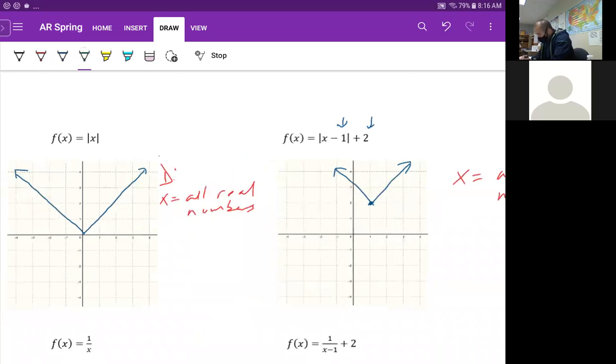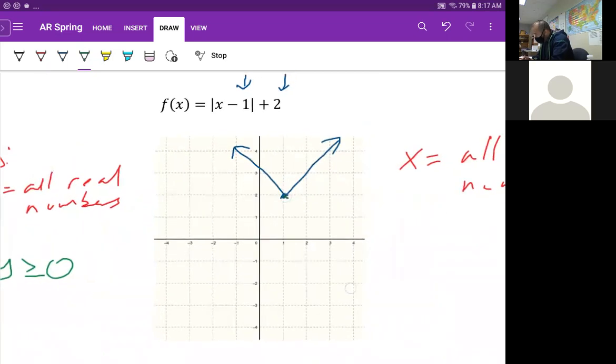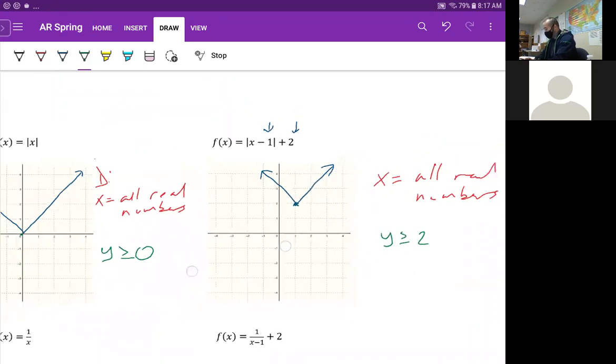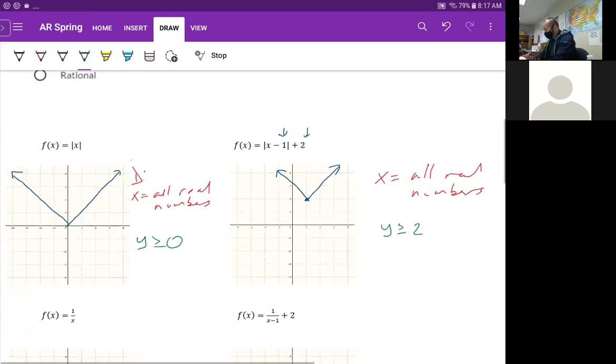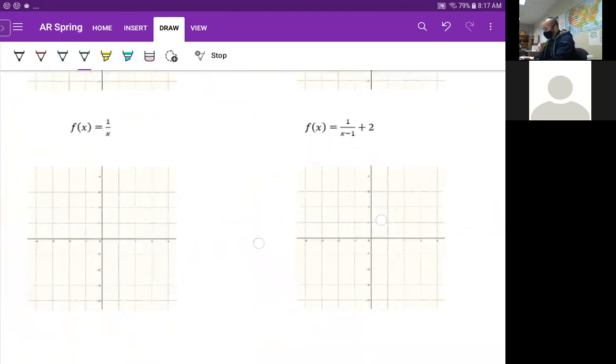And then for the range, it's gonna be y is greater than or equal to 0 for this one, because that point here is 0. Over here, this y value is 2. So it's going to be y is greater than or equal to 2. So that's with the absolute value. Domain is all real numbers. The range, if it goes up, it's greater than or equal to. If it goes down, it's less than or equal to.